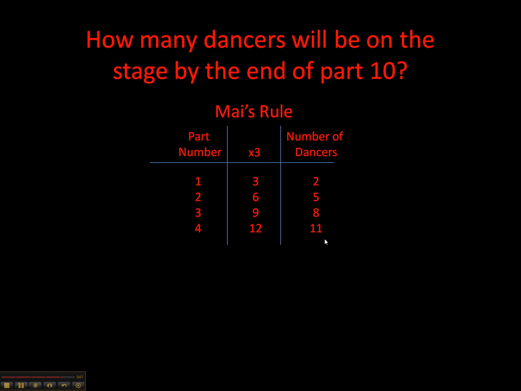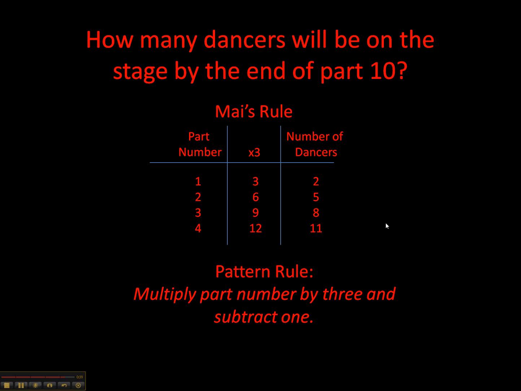She predicts that if she goes on to part 10, the number in this column will always be 1 more than the number in this column. So she creates a pattern rule based on the evidence here. Multiply the part number by 3 and then subtract 1. So this part number times 3, take away 1, it works. 1 times 3 is 3, take away 1, it equals 2. So for part 10, she multiplies it by 3 and then she takes away 1, it equals 29.